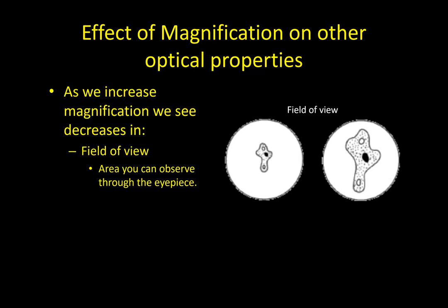Again, with the field of view, if you look at how big this looks, I'm looking at it from here. So going from a low magnification to a higher magnification, I'm shrinking that space that I'm seeing through that lens.